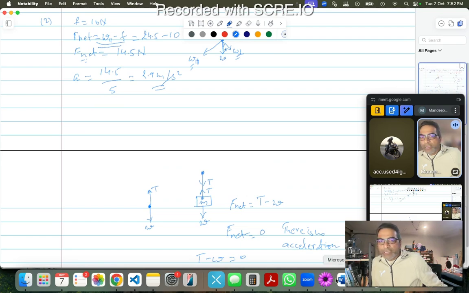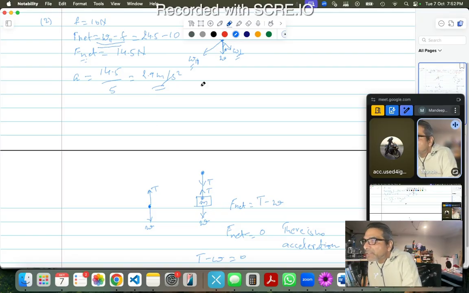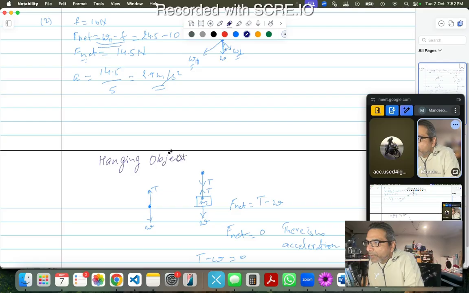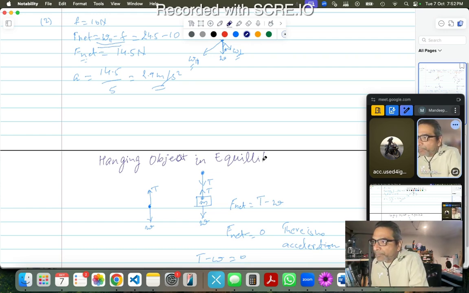I am putting this as a topic which says hanging object in equilibrium.